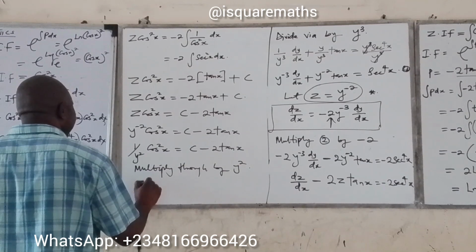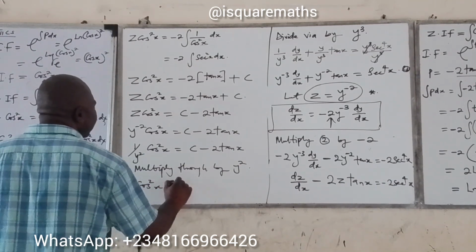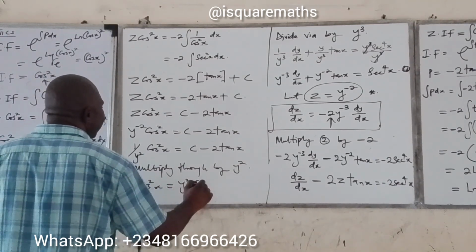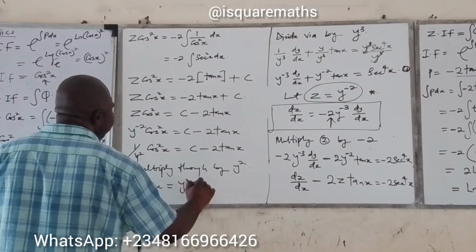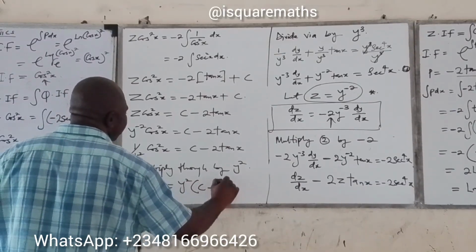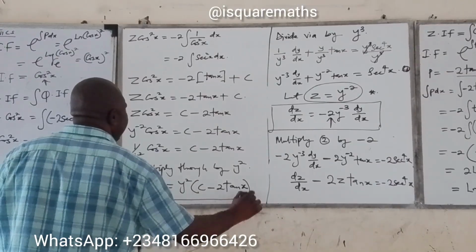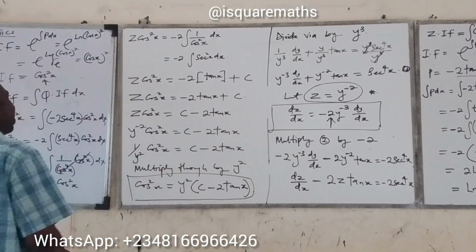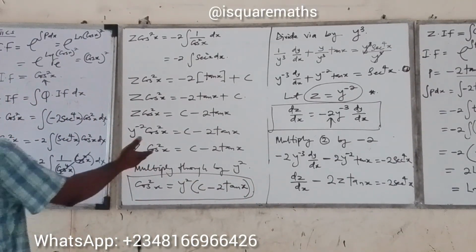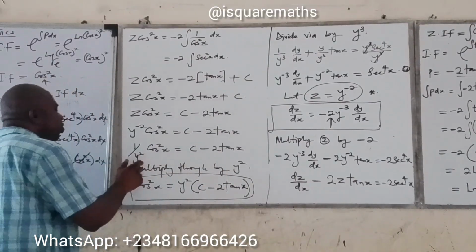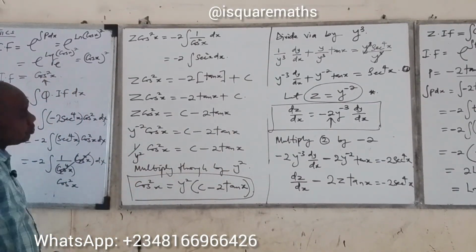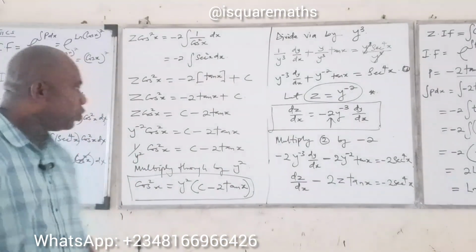we'll have it as cos square x equal to y square in brackets, c minus 2 tan x. Now we can stop here. There are other ways you can express this. If you like, you can divide both sides by cos square x, then make y the subject. But here we want to stop here.